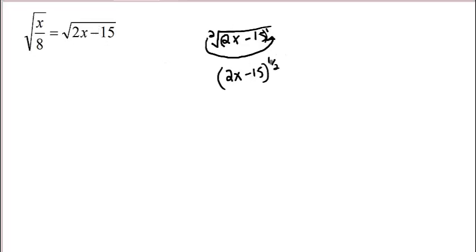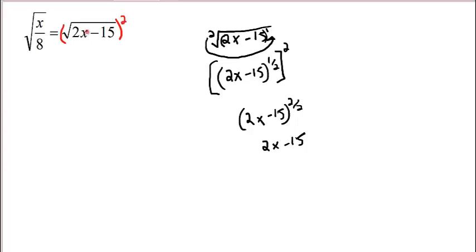And then to undo that 1/2, we'd raise it to the second power. So then you'd have 2x minus 15 to the 2/2 power, and that would eventually just be 1. So we'd get 2x minus 15. That justifies squaring the right side to undo that radical, as well as squaring the left side to undo that radical. So we're left with x over 8 equals 2x minus 15.